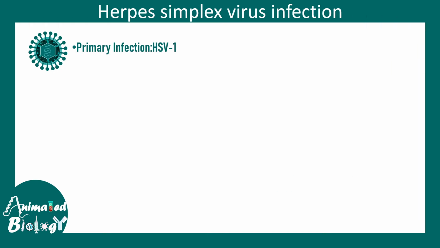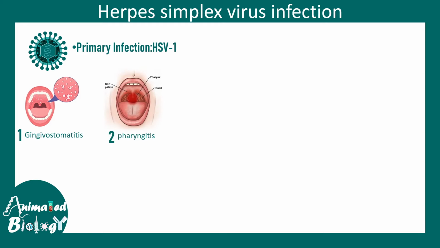So primary infection of HSV1 includes gingivostomatitis, pharyngitis, and herpetic whitlow, which is blisters near the fingernails, which is painful, and from this the virus can actually spread. There is a term known as herpes gladiatorum, because wrestlers can transmit it by physical contact with each other.